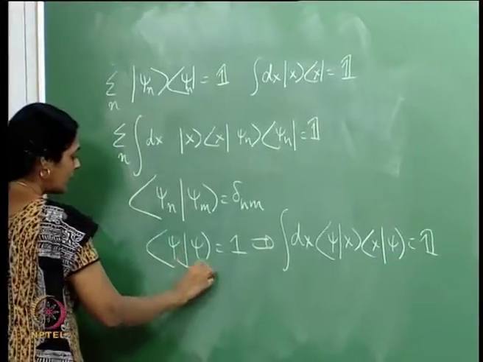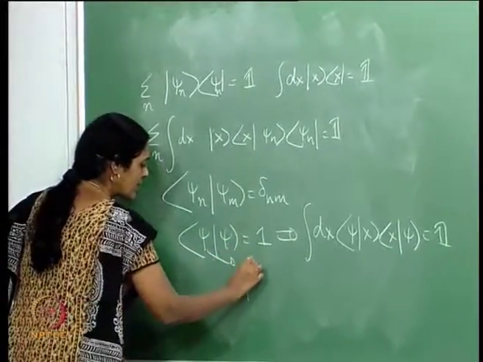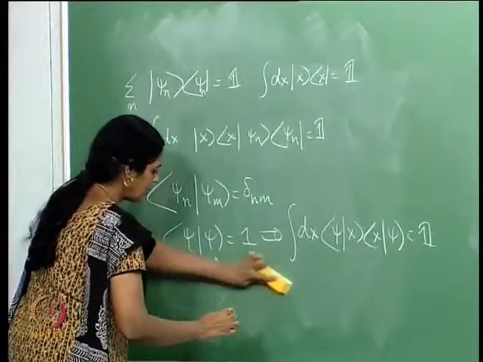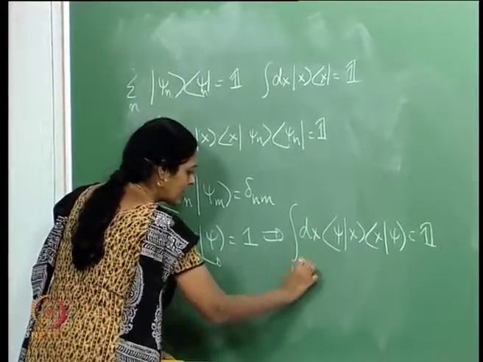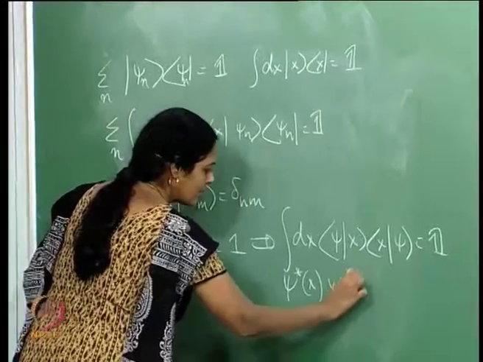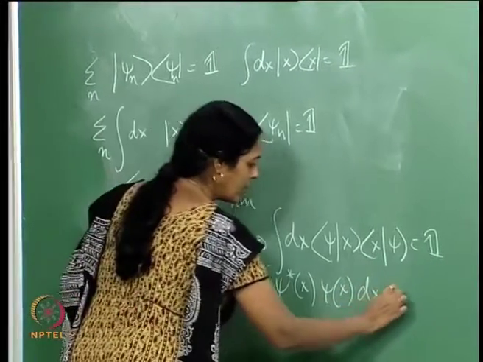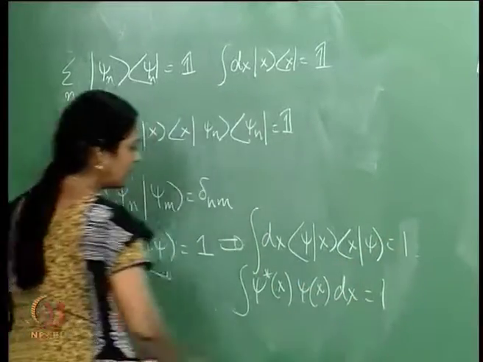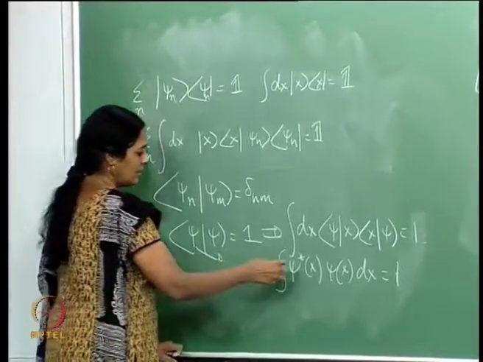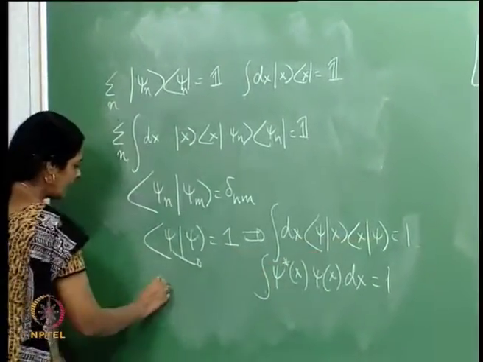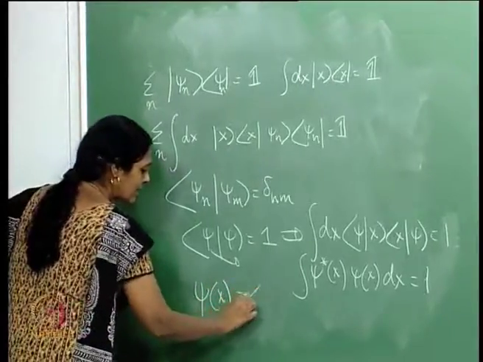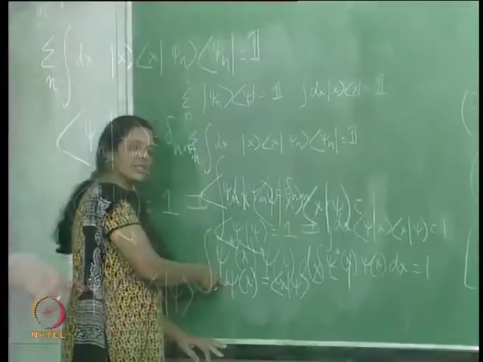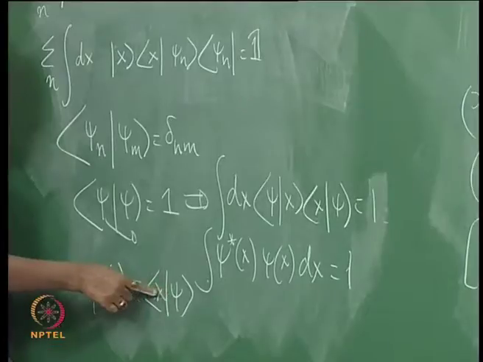But I know the following. This is to be understood as the integral over x of psi star of x, psi of x dx, which is 1. It is simply 1, not the identity operator, is 1. Therefore, I write psi of x as the object ⟨x|psi⟩. In other words, I have written the state psi in the position representation.